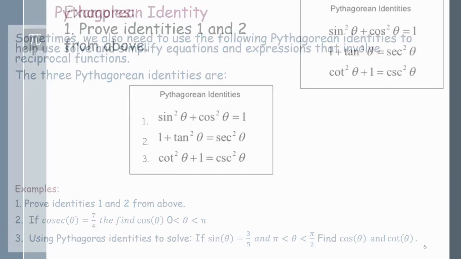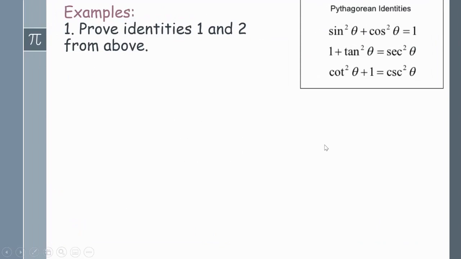So the main two are as follows. Sine squared theta plus cos squared theta equals 1. And 1 plus tan squared theta equals sec squared theta. We're going to prove both of these identities.